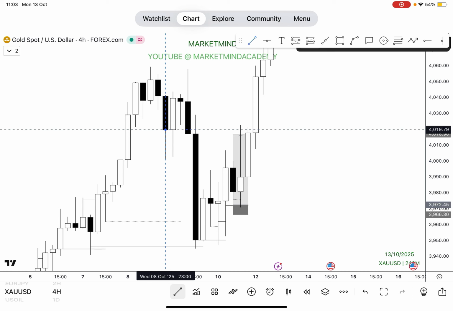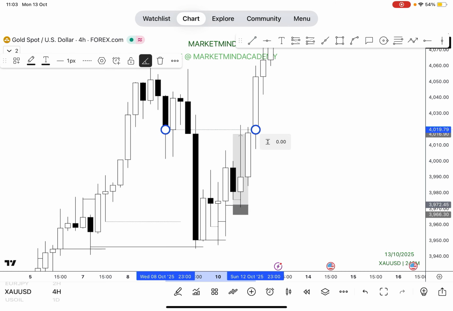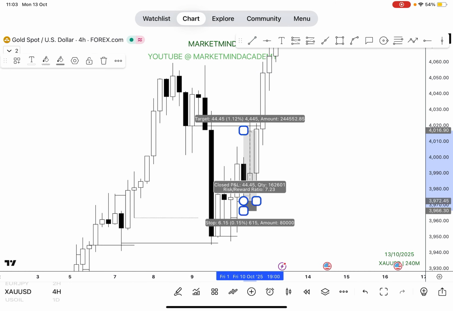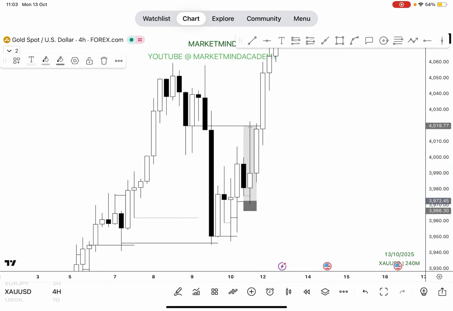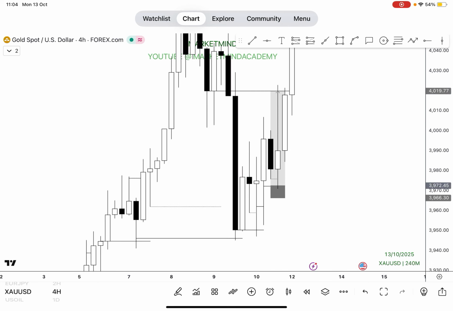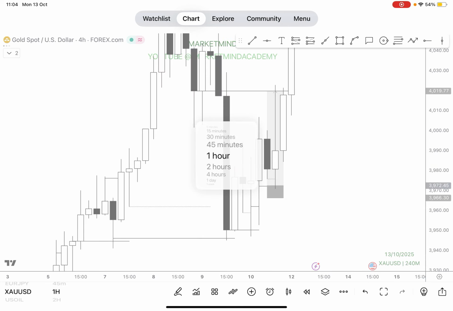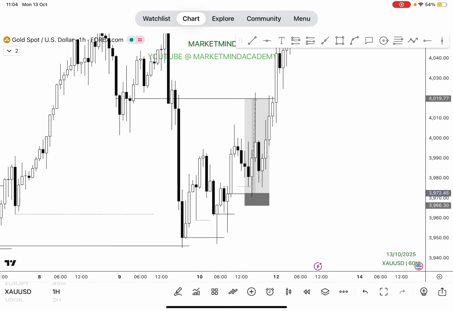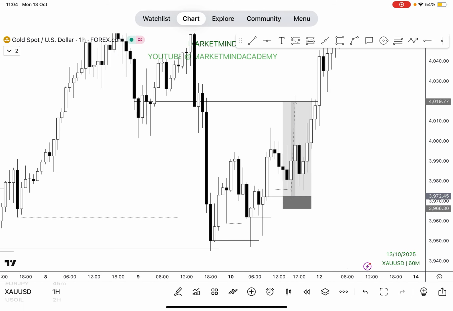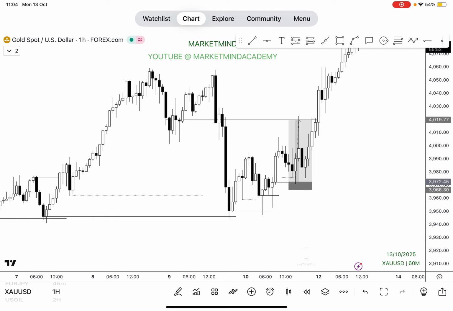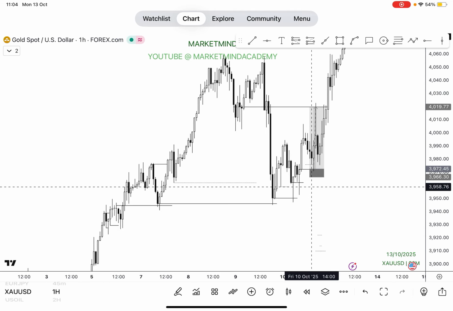So this is exactly where I left the trade. Can you see? Around here. So this is exactly where I left the trade on the 4 hours time frame, and this is how it looks like on the 1 hour time frame. Can you see? So that's exactly how this particular trade has been playing out, and this is exactly what has been happening on gold of recent.